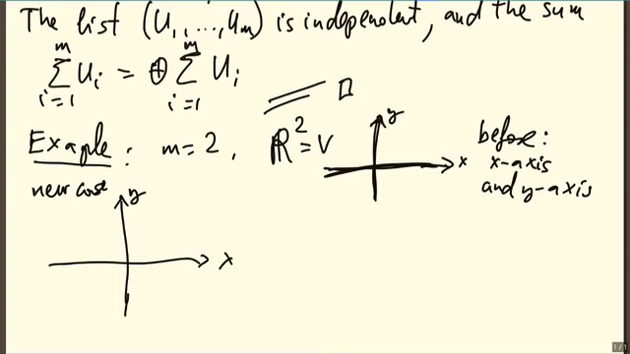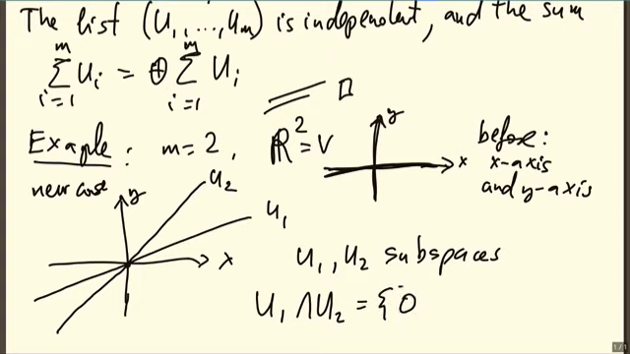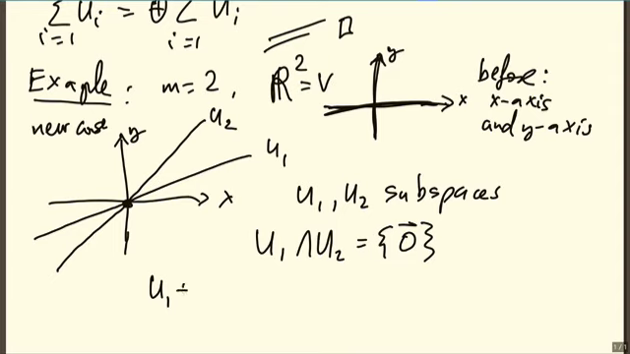So now we consider two straight lines, u1 and u2, that are not the x or y axis. They go through the origin. They are different from each other. So in this case, u1 and u2 are subspaces. We looked at this before: u1 intersection with u2 equals the 0 vector. Their only intersection is the origin. And we have that u1 plus u2, the sum, is really the same as the direct sum.